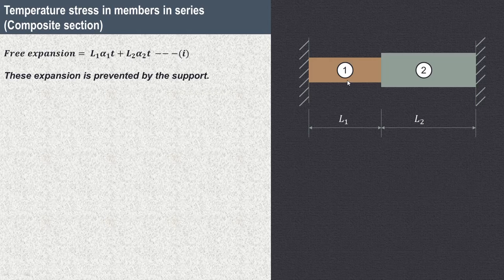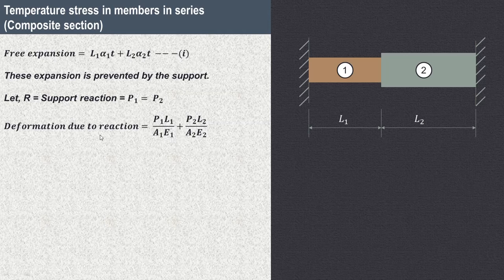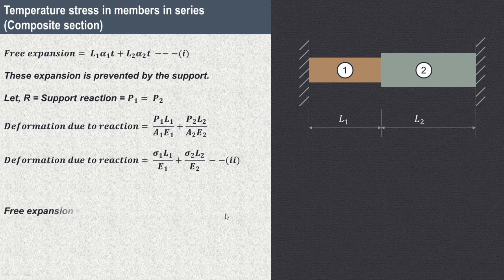Now, this thermal expansion of these two bars is prevented by these end supports. So we can say that, let us assume that support reaction is equal to R, and that is equal to P1 is equal to P2. So deformation due to the reaction. So this reaction will offer some deformation to this free expansion, and that is nothing but delta L1 plus delta L2. So that is PL upon A of 1 plus PL upon A of second part. So P upon A is sigma. So it is sigma 1 L1 upon E1 plus sigma 2 L2 upon E2.